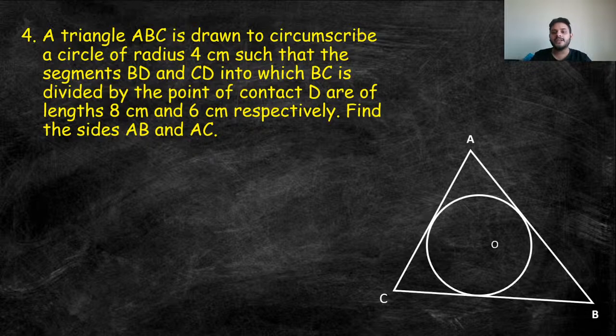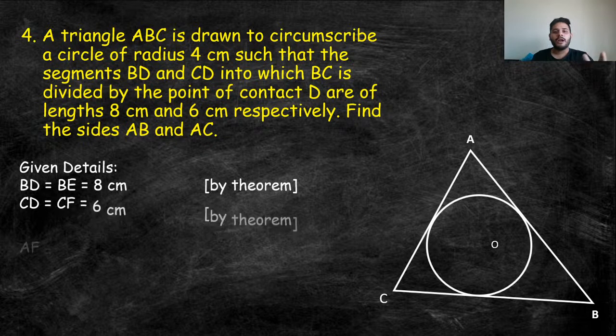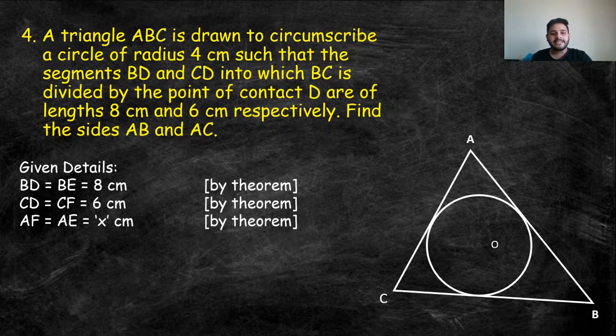Now let us first draw the triangle. So we have the circle circumscribed by a triangle, or we can say we have a triangle inscribing a circle. Clear? O as the center of the circle, ABC is the triangle drawn to it. Now the given details, they've already told us that 8 centimeter is the BD and BE. Okay, let me completely draw the diagram.